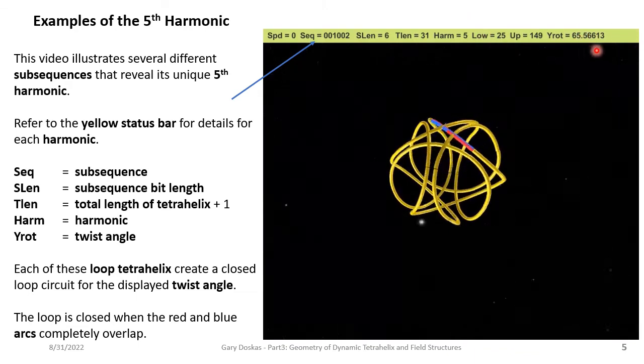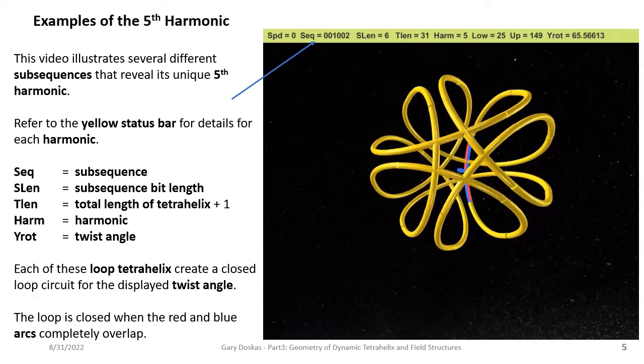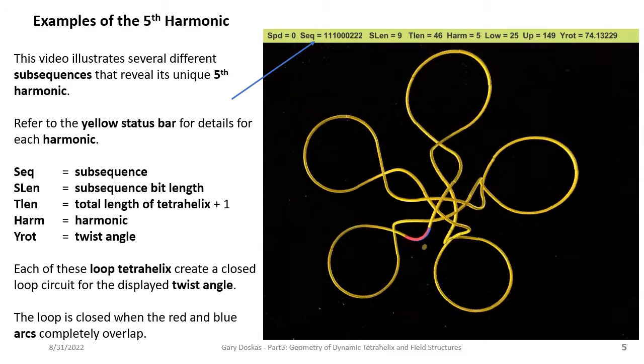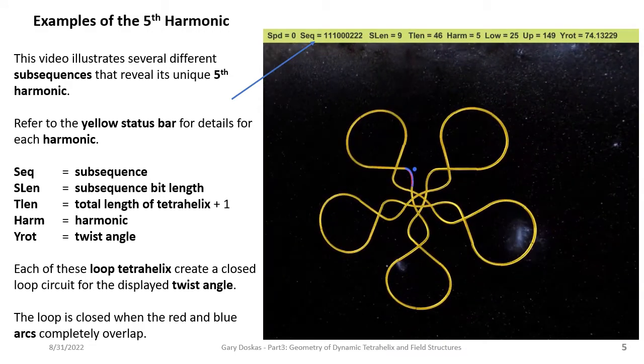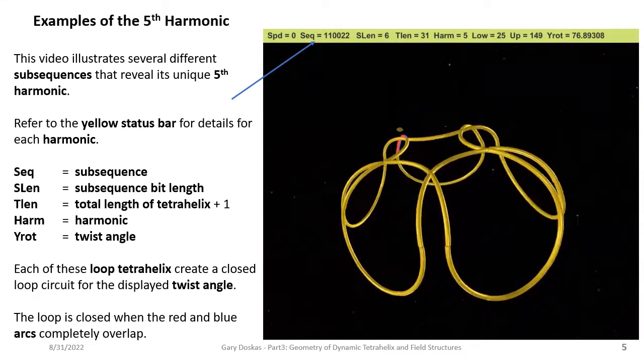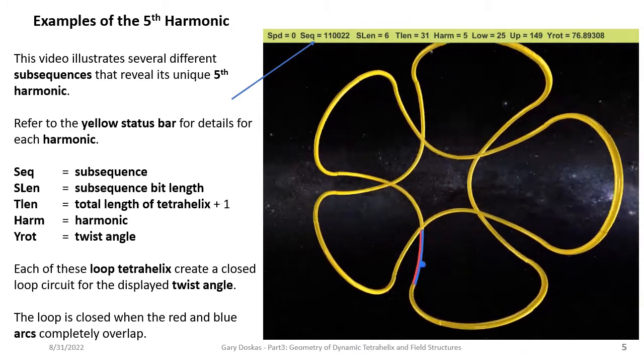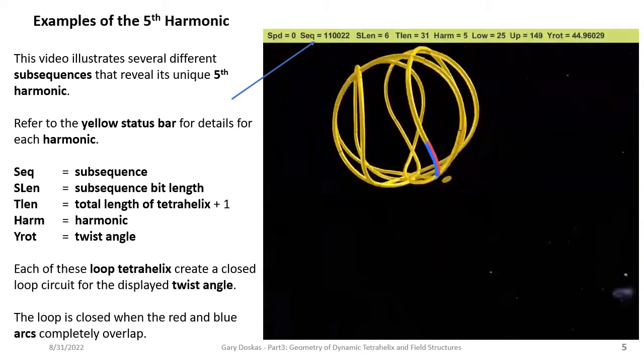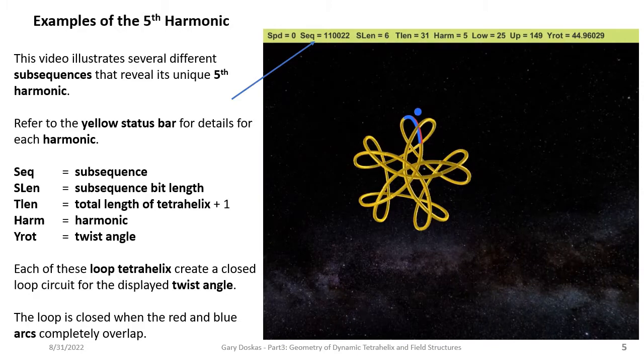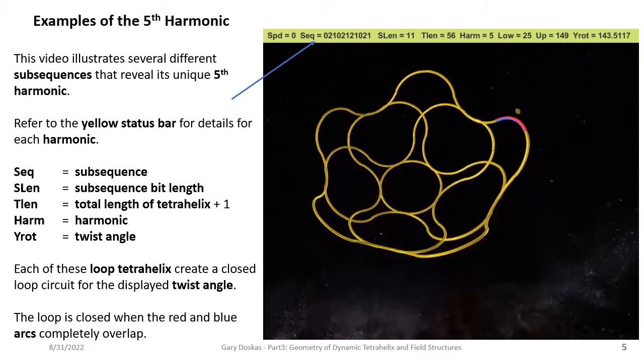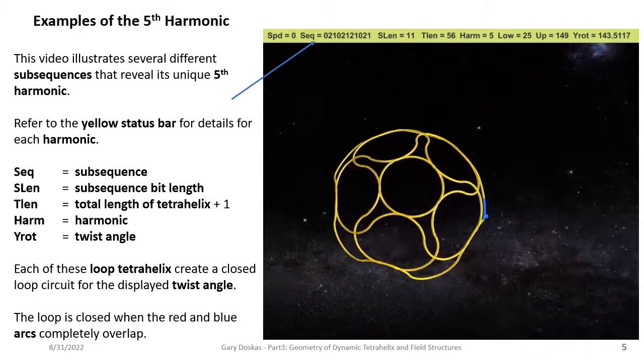Each of these loop tetrahelix create a closed loop circuit for the displayed twist angle where the oldest and youngest elements align with each other. The loop tetrahelix is closed when the red and blue arcs completely overlap. You will notice that by using arcs for the elements, the internal structure of the loop tetrahelix can be seen more clearly.